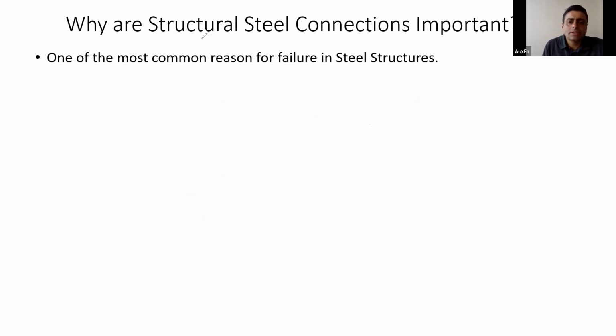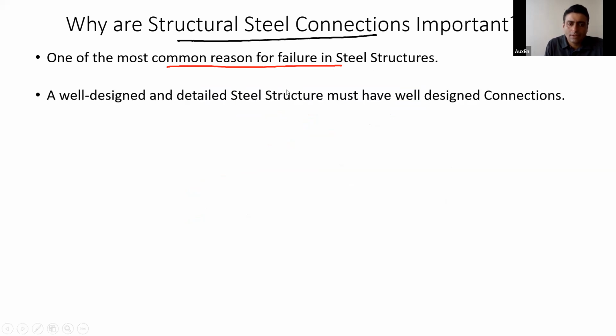So why does understanding structural steel connections become important? Because it is one of the most common reasons for failure in steel structures. I just gave you a very simple example, but we have seen big structures collapsing, big structures failing due to failure at the connection level. So to understand steel structures, it is very important to understand connections. A well-designed and detailed steel structure must have well-designed connections.